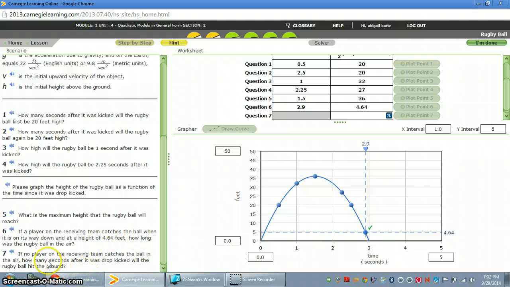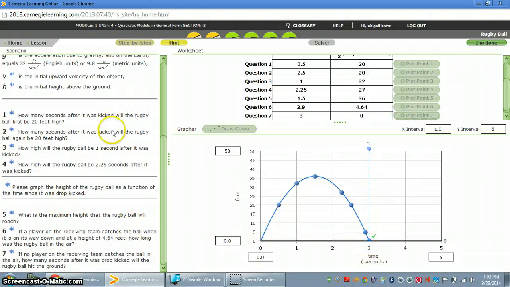And question number 7, if no player on the receiving team catches the ball in the air, how many seconds after it was drop kicked will the rugby ball hit the ground? So again, representing 0 as your ground, the ground is right there, and it takes 3 seconds for that ball to go up and for the ball to come back down. And you hit plot point in about that spot.